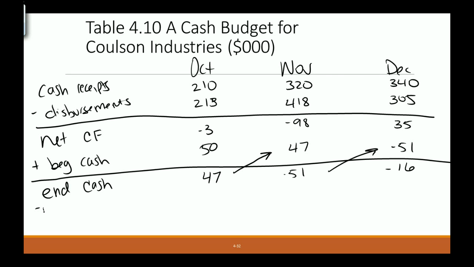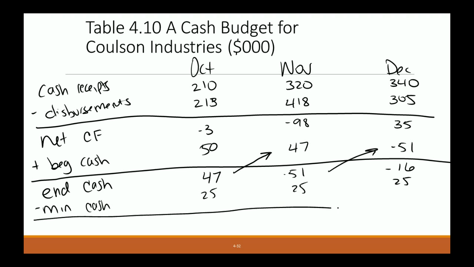Our company also wants to maintain a minimum cash balance of $25,000. So we need to deduct this. So in October, $47,000 minus $25,000 gives us $22,000. So we have a positive number. That means that we have excess cash. We have $22,000 more than our minimum requirement. So therefore, we can invest that in marketable securities.